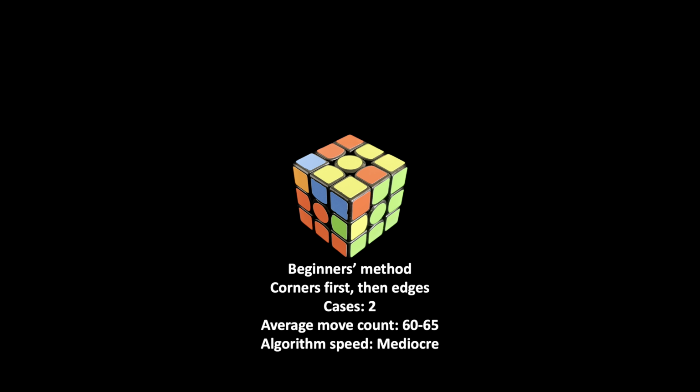In the beginner's method, you would first solve the corners, then the edges. There are 2 cases in this method, and you have to learn 3 algorithms with a mediocre execution speed. The average solver can solve F2L, not including the cross, with the beginner's method in 60 to 65 moves.